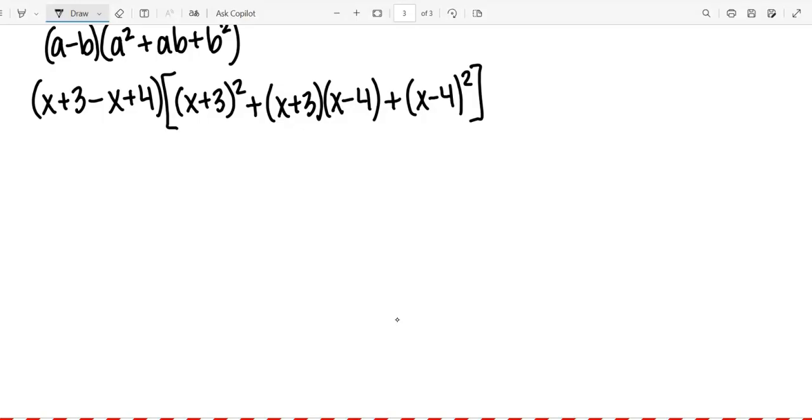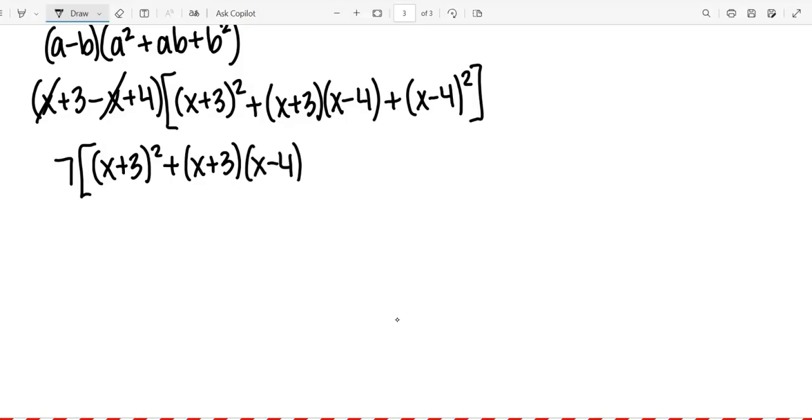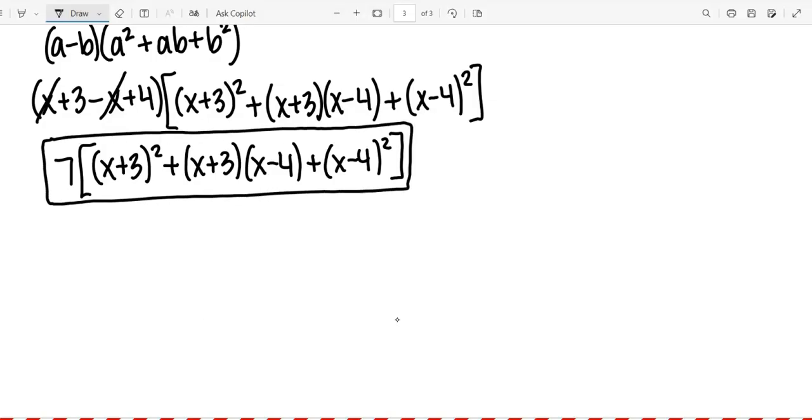What's going to happen with the front? What's going to happen with x plus 3 minus x plus 4? The x's are going to make 0, right? What's 3 plus 4? 7. So this is 7 bracket x plus 3 squared plus x plus 3 times x minus 4 plus x minus 4 squared bracket. And we're going to stop there for that one. I started expanding it and it was crazy. What questions do you have?